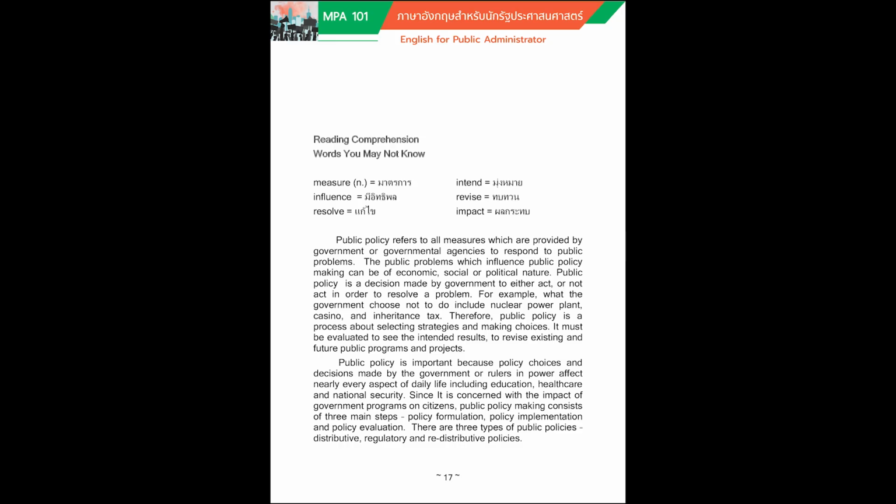Public policy making consists of three main steps. Step 1, policy formulation, which means a policy must be considered and checked: do we want it or not. That is step one. Then there are three types of public policies: distributive, regulatory and redistributive policies.